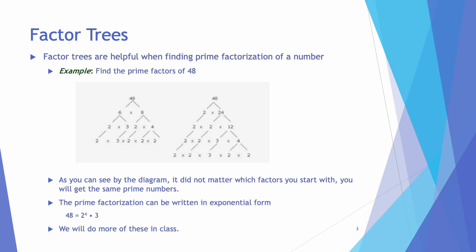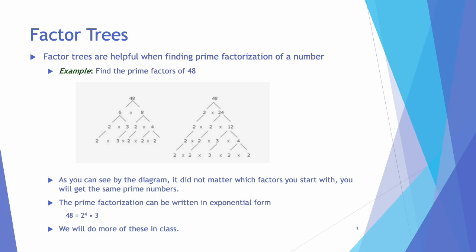In the diagram to the right, you'll notice that instead of using the factors 6 times 8, I use 2 times 24. That equals 48, and I continue the same process. And you'll notice that I get the same prime factorization at the end as I did when I used 6 times 8. So when you're finding the prime factorization, it does not matter which factors you start with. You will always get the same prime numbers.